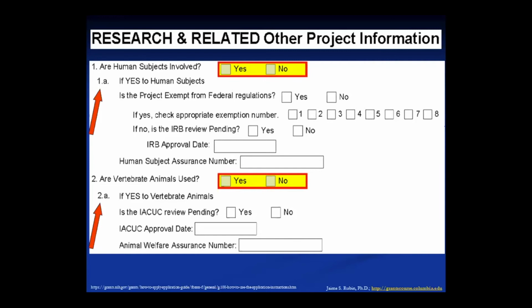It's very hard for you to make the determination. I have gotten phone calls more than once on the day of the deadline with somebody saying, I think I'm doing research with human subjects.